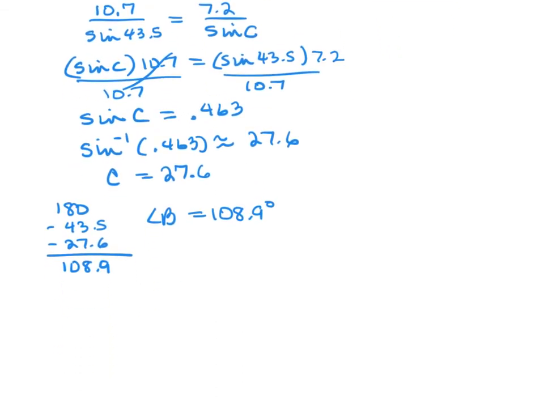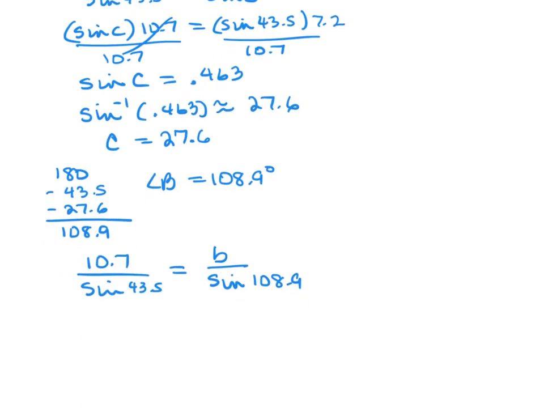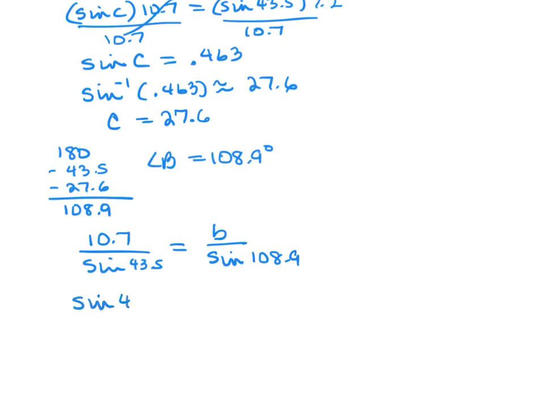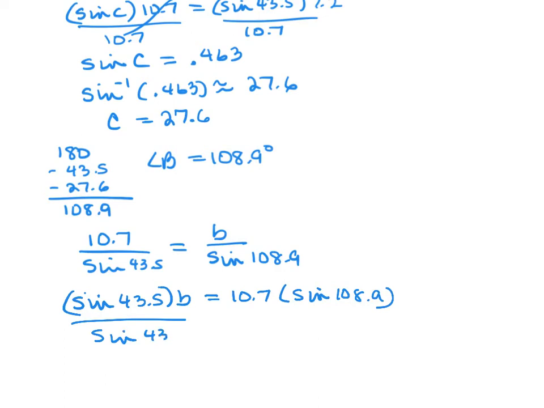Now I need to find lowercase b. So now I'm going to take my original, my 10.7 over the sine of 43.5, and now I'm going to do little b over the sine of 108.9, cross multiply and divide. So sine of 43.5 times little b is equal to 10.7 times the sine of 108.9. Divide both sides by sine of 43.5. And little b is approximately equal to 14.7.